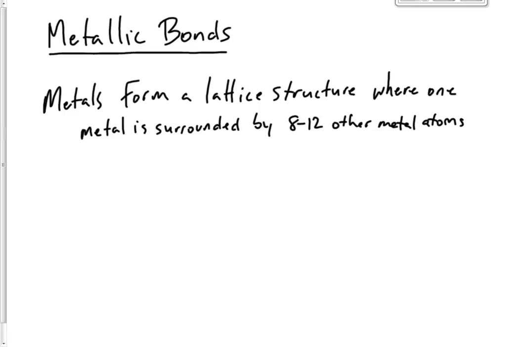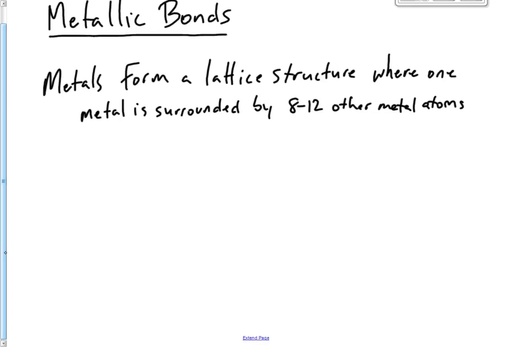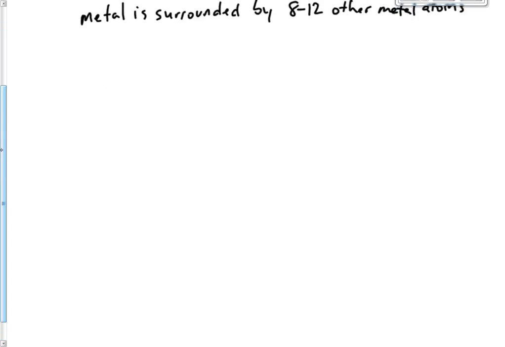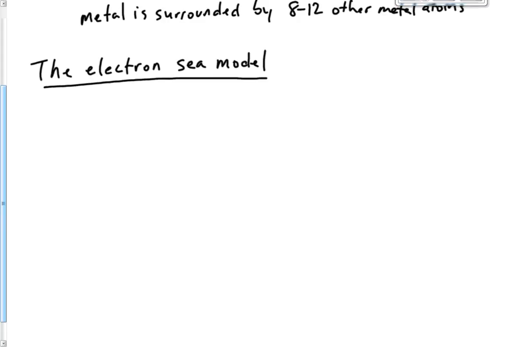So there's a couple of different concepts that we're going to deal with. The first concept is the electron sea model. Okay? And I wouldn't say it's a theory, but it's the idea that all the metal atoms in a metallic solid contribute their valence electrons to a collective group of electrons.